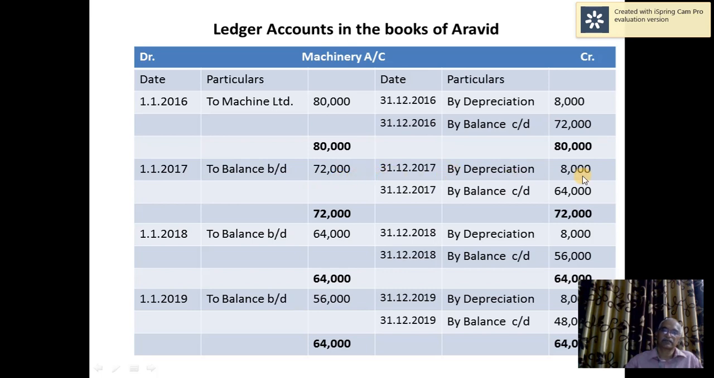Second year depreciation is also remaining the same, 8,000. So balance is 64,000. That is brought down here. Third year depreciation is also 8,000 because we are following straight line method. So the balance is 56,000. You are bringing it here. Fourth year depreciation is also 8,000. As a result, the balance is 48,000. So this is how you are opening and recording entries in the machinery account.